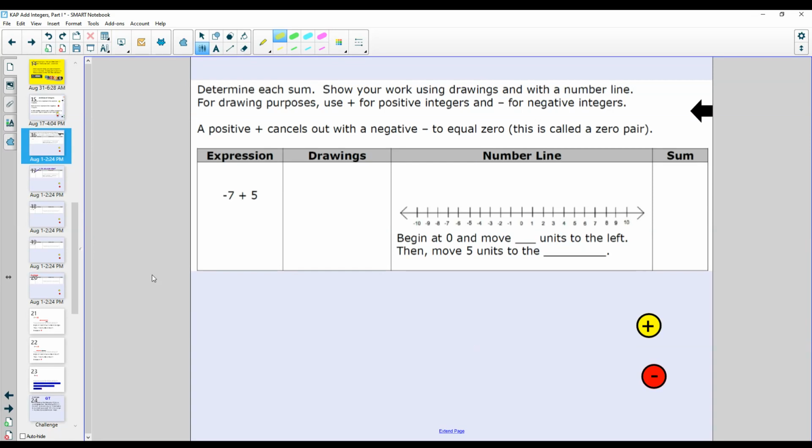We are adding integers. So our expression is -7 plus 5. Using my highlighter, the first integer is -7. The second one is +5. There are several ways you could do this.